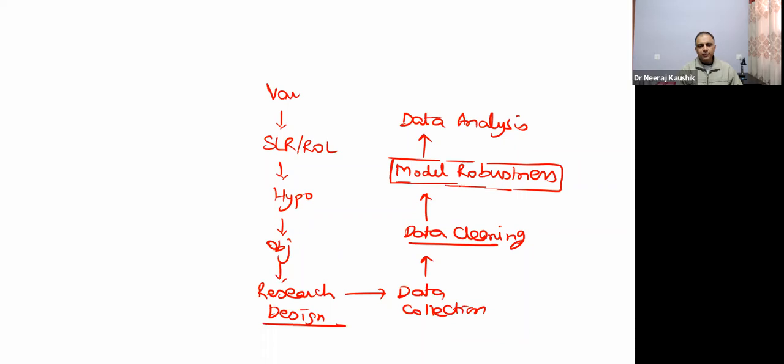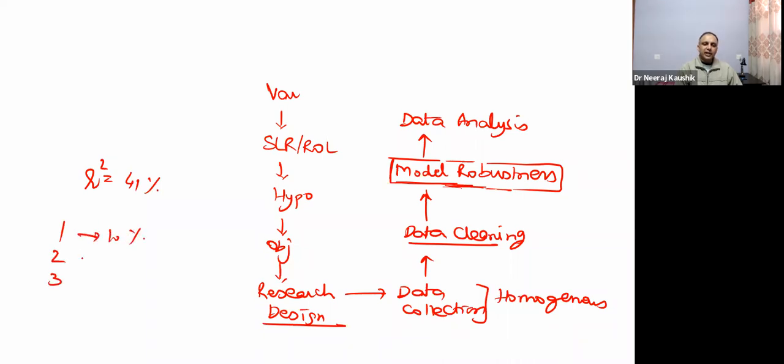Basically, I'm checking the assumptions. One assumption is that my variables are linearly related. That's why you are working with SPSS, AMOS. But how do you know this is a linear relationship? You believe that your data collection is very, very homogeneous. All the people are alike. Now I will show you, and I will ask you to do it even in your published work. When you say R square is equal to 41%, you might see there are 3 groups. For one, you will find 10% R square. In the other group, there will be 90% R square, and the third, 70% R square.